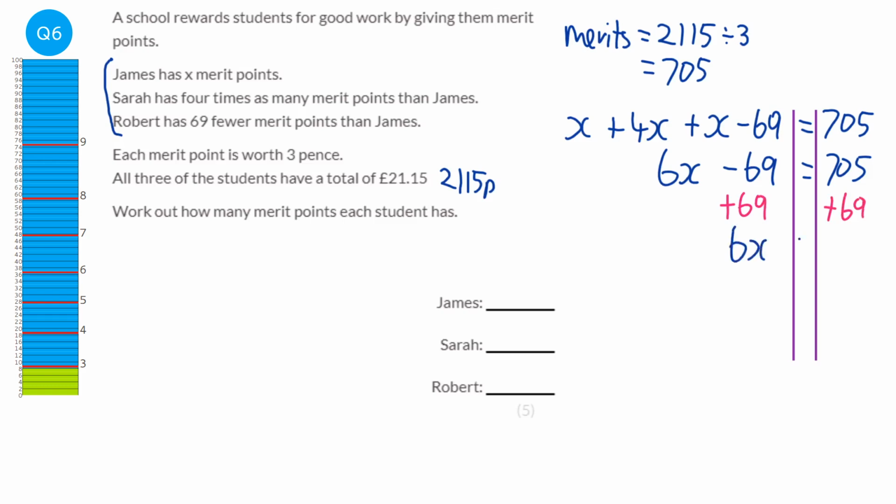So we've got 6x equals 774. Then we're going to divide 6 both sides. And so we've got x equals 129. So x equals 129. That means James has 129. Sarah has 4 times more. So she will have 516. And Robert has 69 fewer. So we're going to take 69 away from that. And that will equal 60.